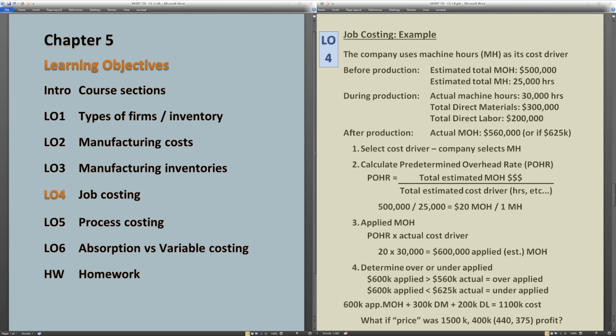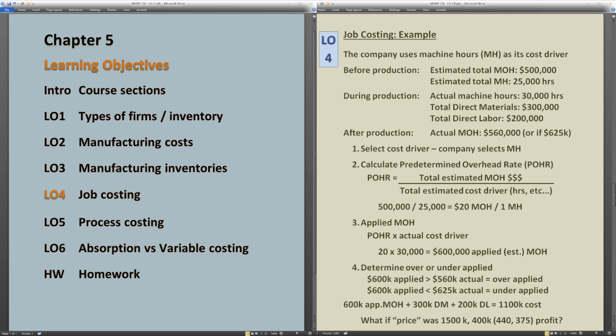So most questions in there, can you calculate the applied MOH? Some questions go further on, and I don't think I have any in here. I think most of my questions about over or under applied are just, do you understand the concept, or can I give you two numbers and you tell me if it's over or under applied? So here, at the top, we see after production, I have two numbers. I say actual MOH is 560,000, or a second scenario, what if it's 625,000? So we're going to look at both of those scenarios.